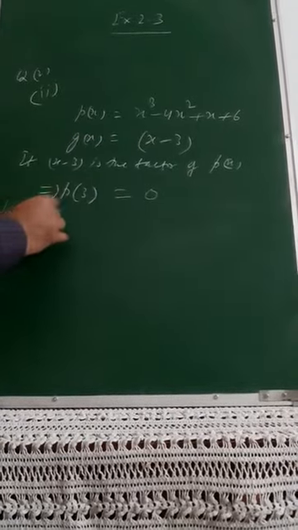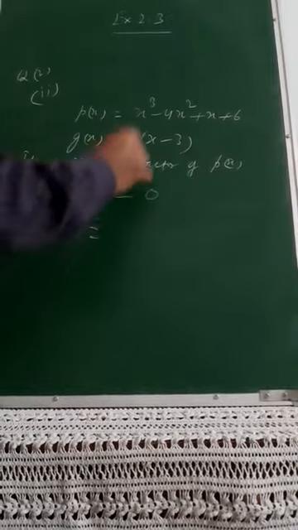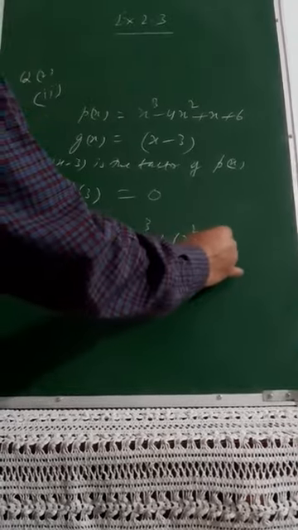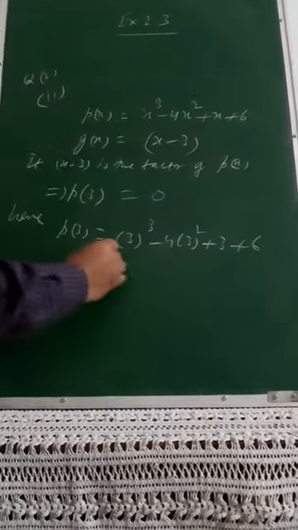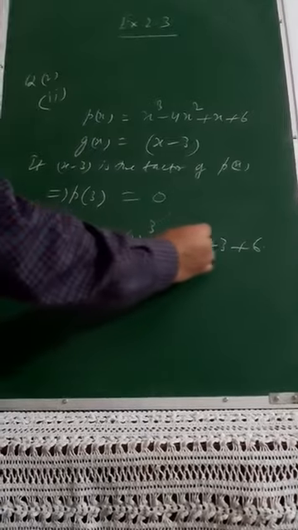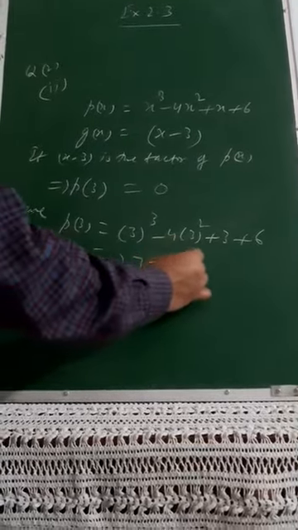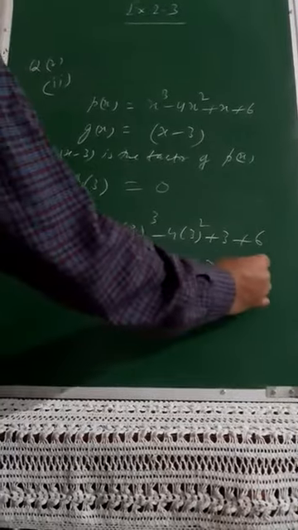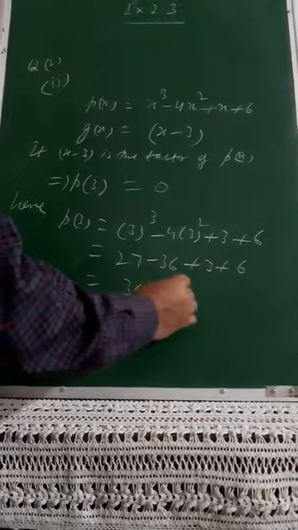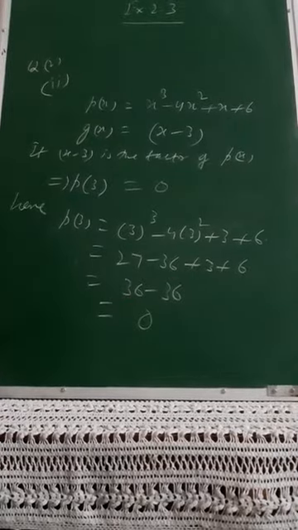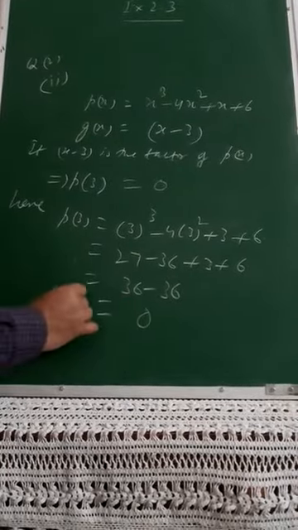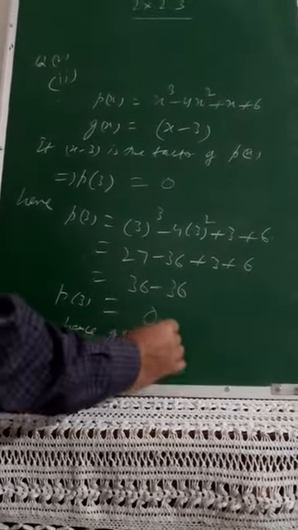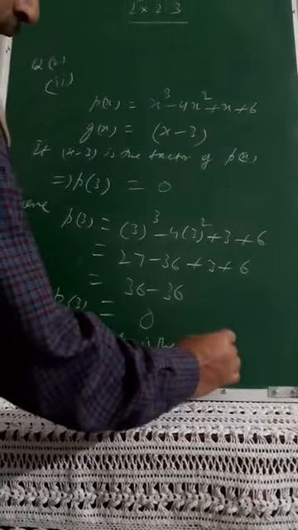So what happens here? P(3), let us see, this will be 3 cube minus 4 into 3 square plus 3 plus 6. 3 cube is 27, 3 square 9 into 4 is 36, plus 3 plus 6. 27 plus 3 is 30, plus 6 is 36, minus 36, which results into 0. So P(3) is equal to 0 you are getting. Hence you can conclude that G(x) is the factor of P(x).